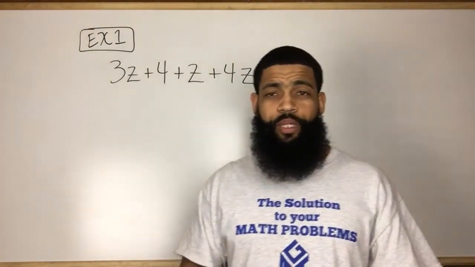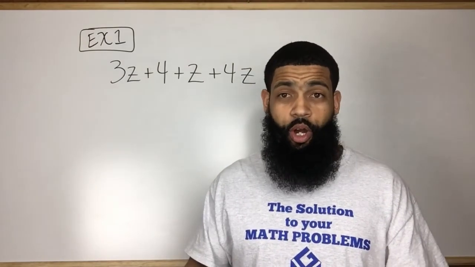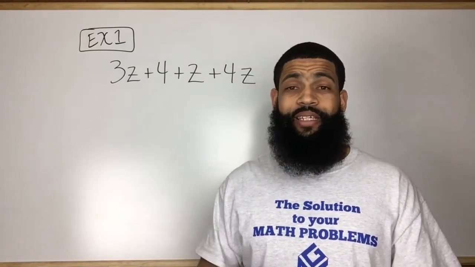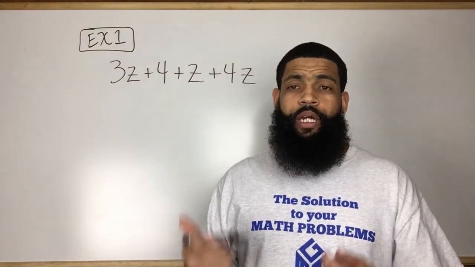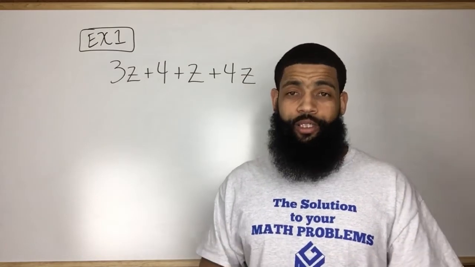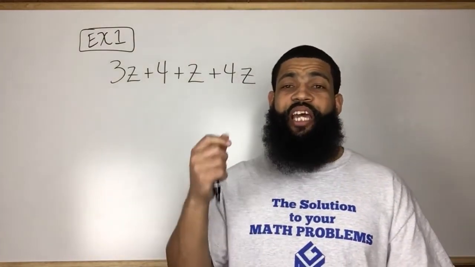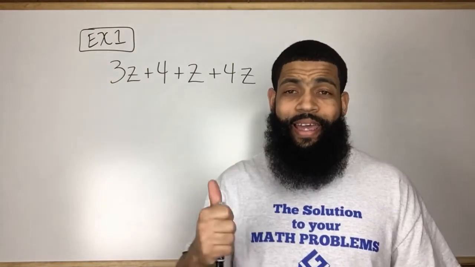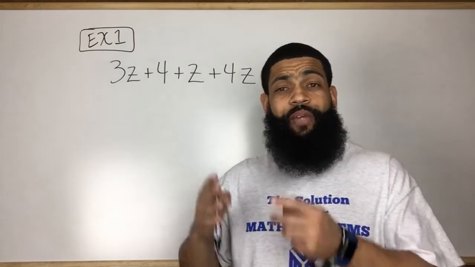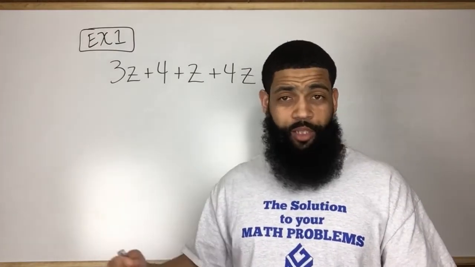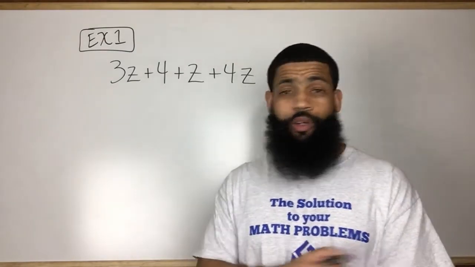Now, in order to be like terms, they have to have either no variable at all. So a constant, a number by itself, 5, 10, negative 12, 35, 22, a number by itself, they are all like terms, whether they're positive or negative. Or they have to have the same variable and exponent, okay? So they have to have the same variable and the same exponent. So if I have two terms, one has x and one has x squared, they're not like terms.